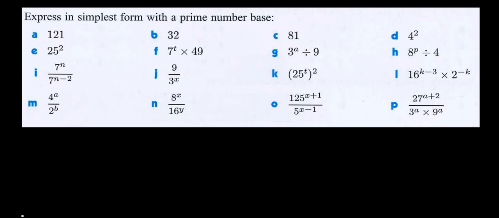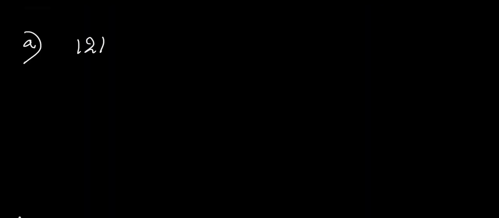Okay, so the first question here we have 121. Okay, so let's take that question, question A. All right, the simplest prime number of 121 is 11, so this will become 11 squared. So this is your final answer to this question.